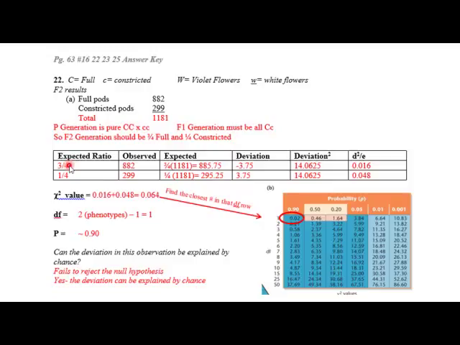Then I want you to think about what we should actually expect. In order to do that, you take your expected ratio times your total number of offspring. 3/4 times 1,181 gives me an expected of 885.75. You do the same thing with 1/4 times the total expected. A quarter of these should be recessive. That ends up being 295.25.